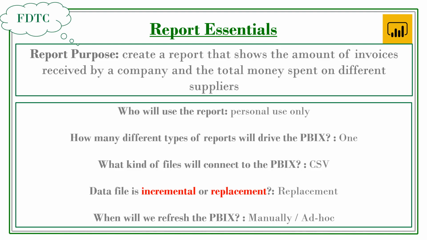Okay, next, the data file type. The data file type in this case will be a replacement type. What do I mean by that? So let's say we're looking at invoice information from the beginning of the year, so from the 1st of January, and we're currently at the end of April. Our first report would then show all data from the beginning of January until the end of April. We'll save that file down in a shared drive or OneDrive or something, and then connect Power BI to it.